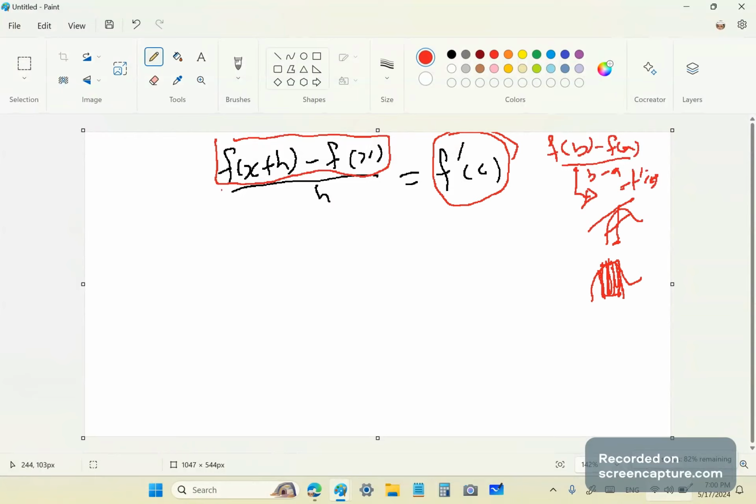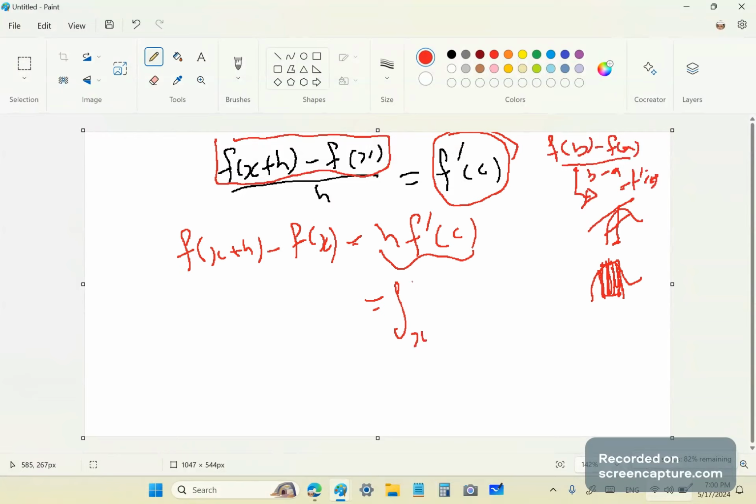So how do we get the fundamental theorem from the mean value theorem of calculus? Very easy. We just multiply both of these sides by h. Look here. F of x plus h minus f of x is equal to h times f prime of c. And this here is equal to the integral from x to x plus h of f prime of x dx.